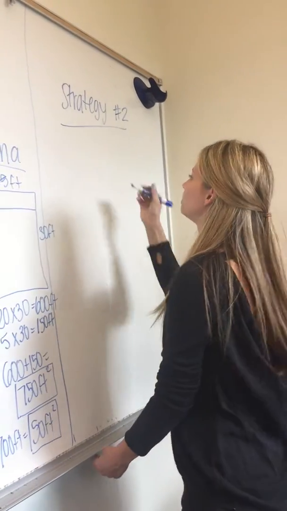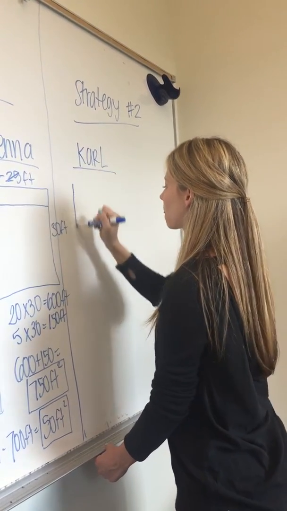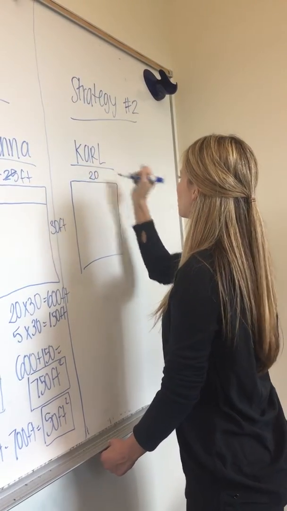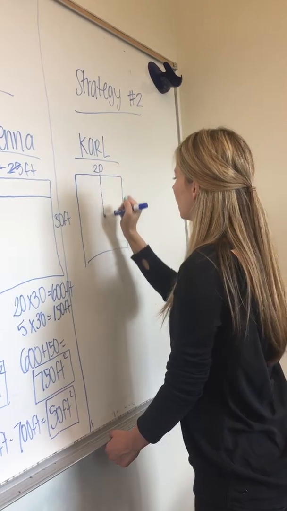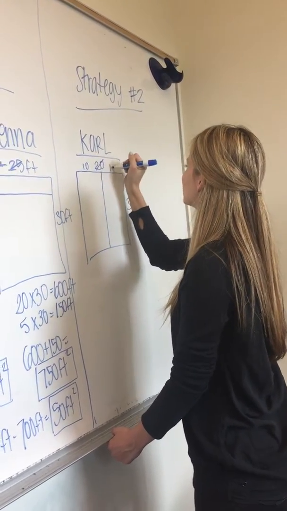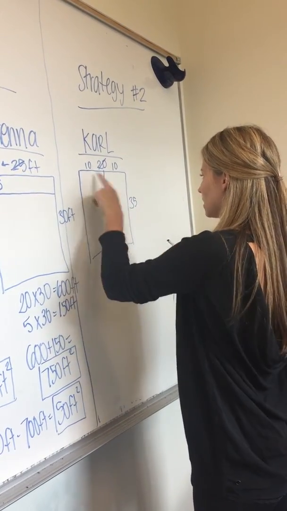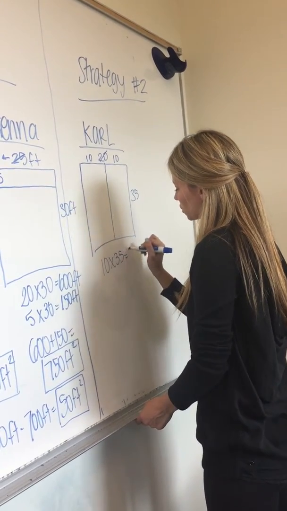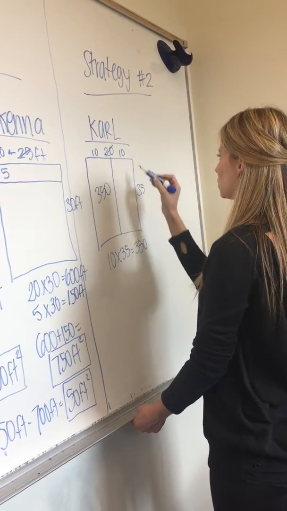For the second strategy, I can take Carl's garden and I think about splitting it into groups of 10. So I look at the 20 and I split that into 10 and 10. And then I can look at thinking it by dimension by dimension. So I can look at 10 by 35, which is 350, but that only gives me half the garden, so I have to do that again.